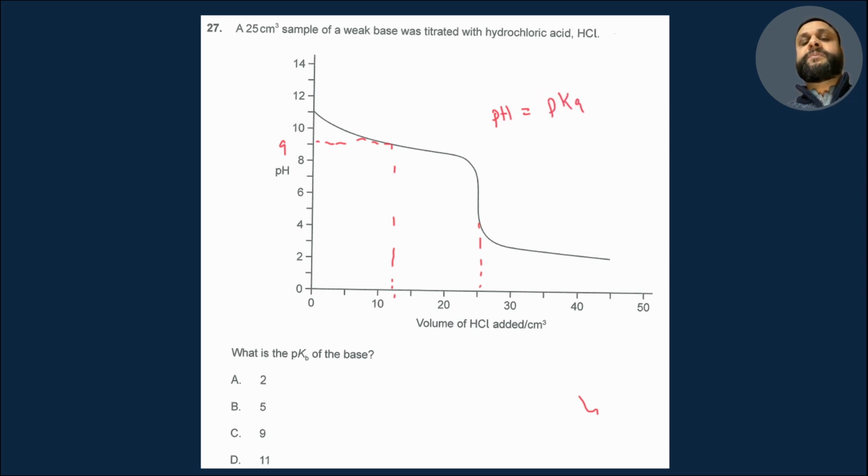and pKa plus pKb is equal to 14. So pKb will be equal to 14 minus pKa, and pKa is equal to 9. So the value of pKb will be 5. Hence B is the correct answer.